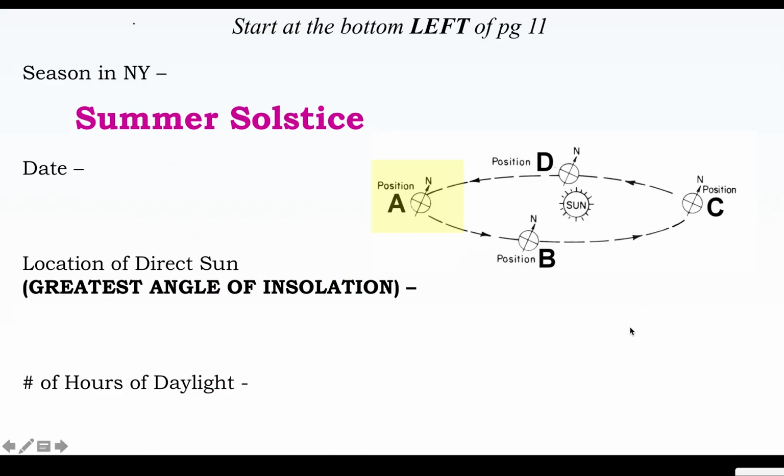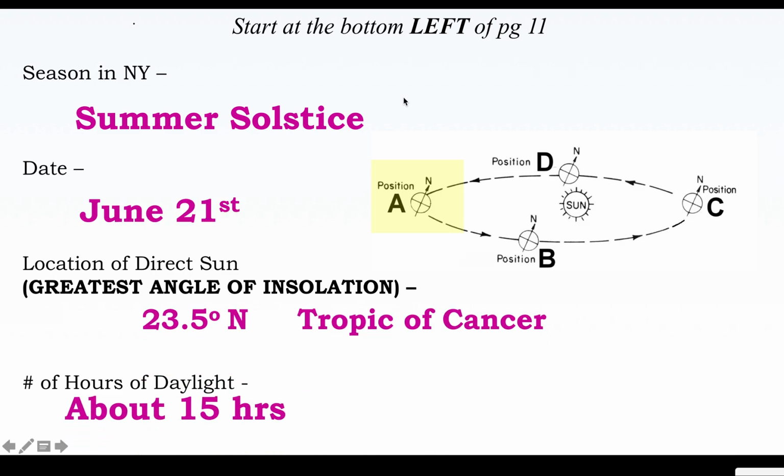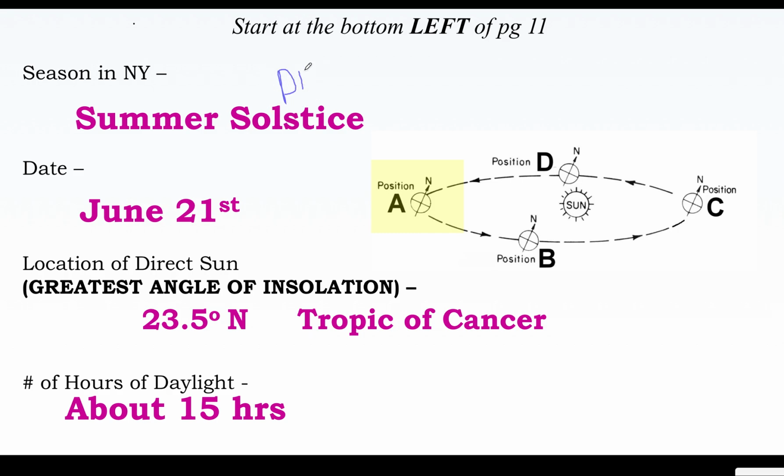Now, as you go through, I'm not going to spend most of the time of this video on these four positions, but I just want you to notice that we have two ideas, solstice and equinoxes. Solstice means different, so this means different hours of day and night. That means they're not equal. At the summer solstice, we have about 15 hours of sunlight.